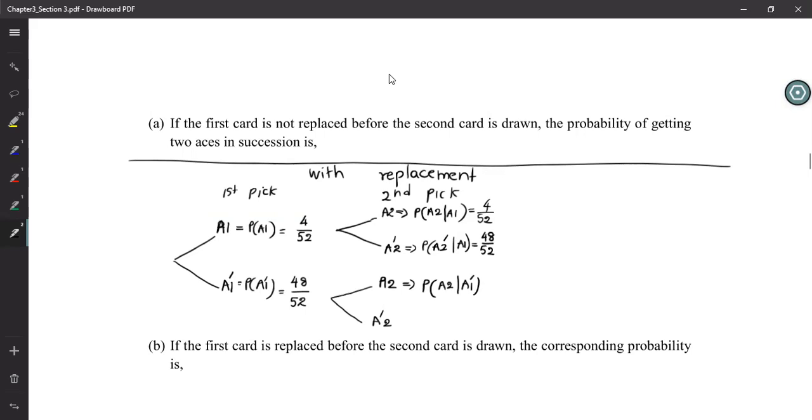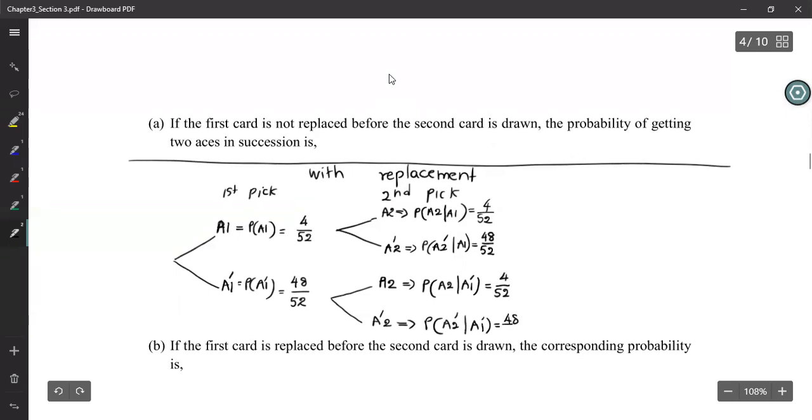The second half is given that it was not an A. See? Right? So what is that probability? What is the probability that you select an A? Still, you replace the cards, so still you have 52 cards, still there are 4 A's. What about the last one? Last possibility? The second is not an A, given that first was also not an A. What is that? Again, 48 out of 52.